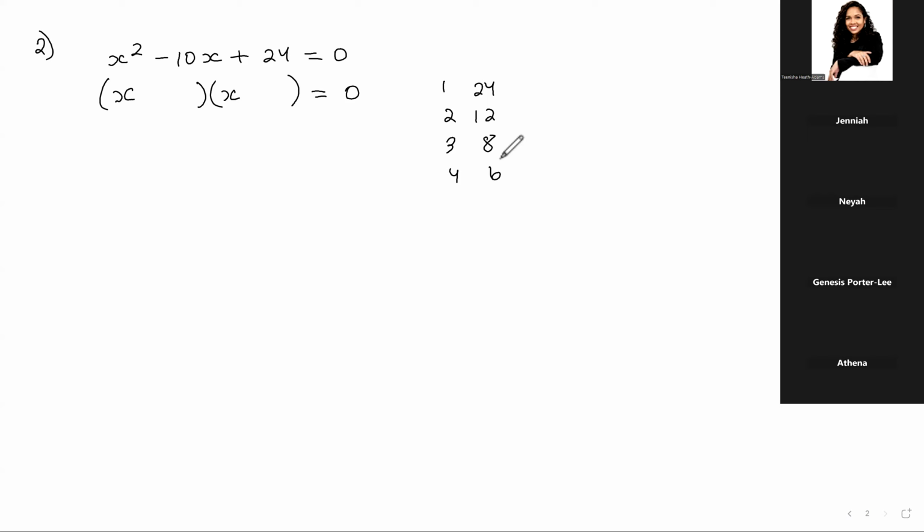Well, 2 and 12? Not 2 and 12, because if you think about 2 and 12, you could say 2 take away 12 is negative 10, right? But 2 times negative 12 does not give me positive 24. So that can't work.